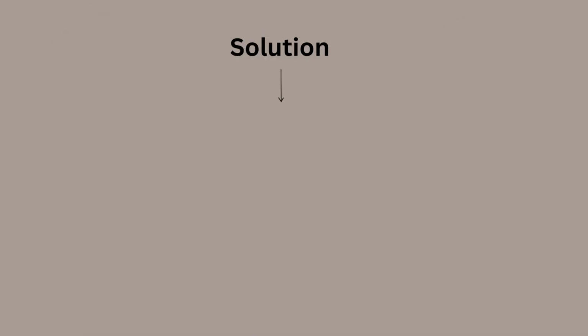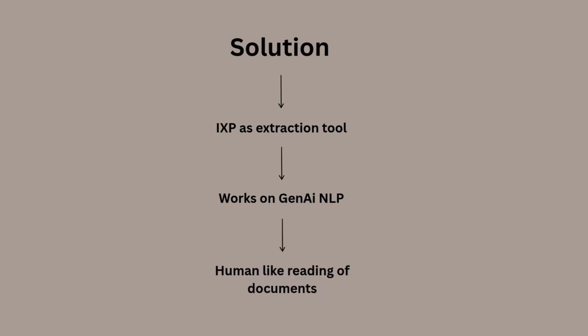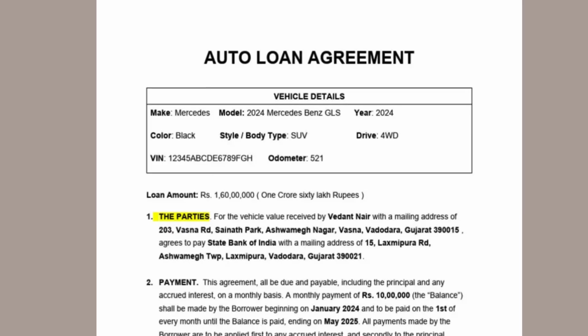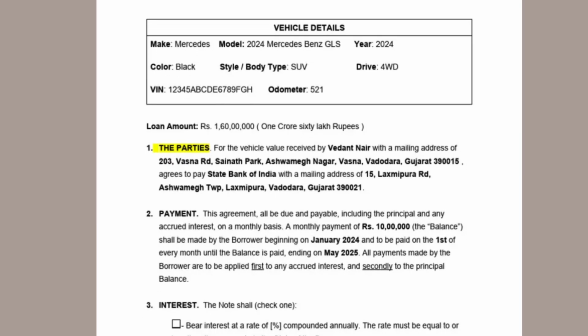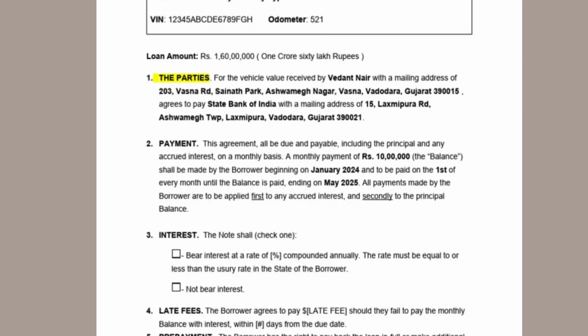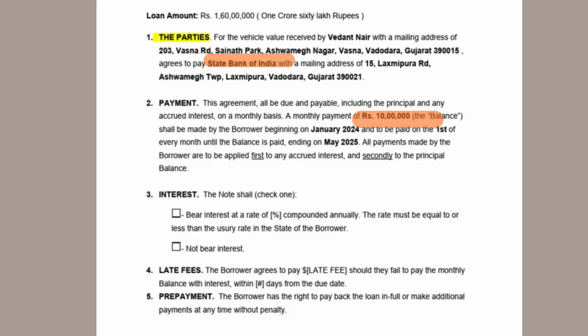We are going to use IXP here to extract the fields from the loan agreement, as IXP uses GenAI natural language prompt engineering. It will read the fields, or we can say the loan details, like a human. The documents that we are going to use for today's demo might be scanned, or the information might be hidden in the paragraphs. That's the reason we are going to use IXP. So let's get started.